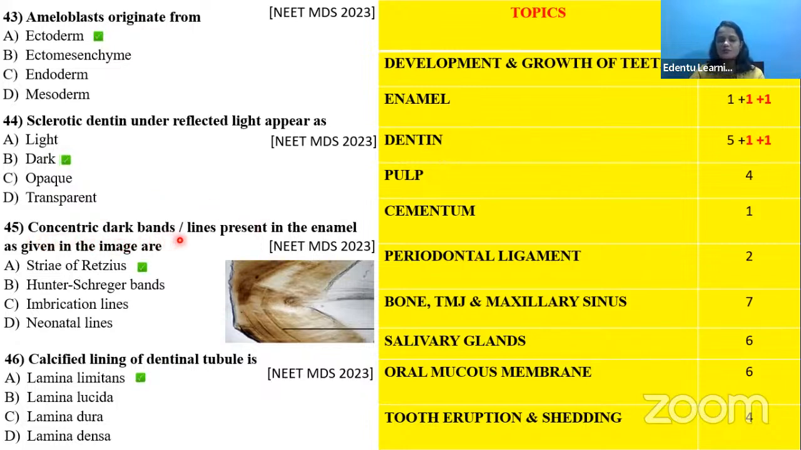The concentric dark bands or lines present in the enamel, as given in the image, are? Another image-based question from enamel. What are these concentric lines called? They are the striae of Retzius. We can put it under the enamel topic. The calcified lining of the dentinal tubule is? This is a repeated question. We have already answered this lamina limitans question. It is a frequently asked question. The calcified lining of the dentinal tubule is the lamina limitans. We can put it under the dentine topic.